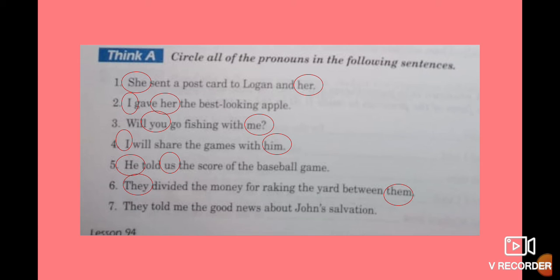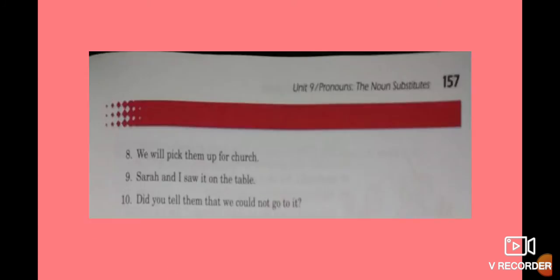Number 7, they told me the good news about John's salvation. We have the first one that is they and the second one is me. Excellent. Let's continue with the other 3 sentences on page 157. Number 8, we will pick them up for church. The first one is we, and the second one is them.